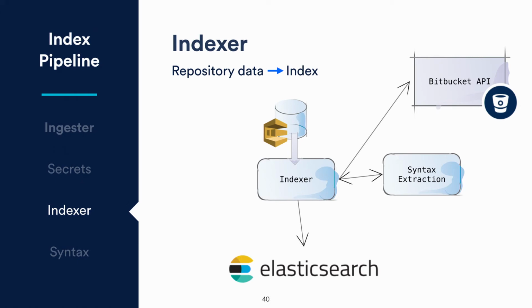For code search, we only index data on the default branch. We then compare that against the latest commit that we successfully indexed. And if there are any differences, we retrieve those differences from the Bitbucket API as a set of content changes, and we do that in a streaming fashion. At that point, the indexer is responsible for transforming those file changes into documents that we bulk insert into Elasticsearch.